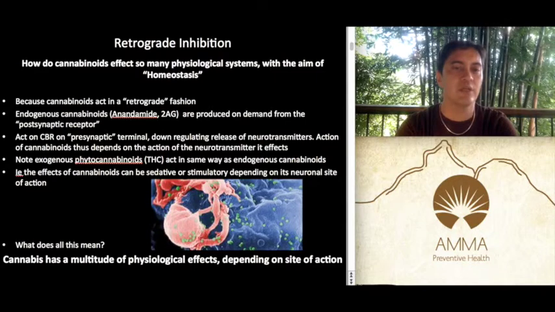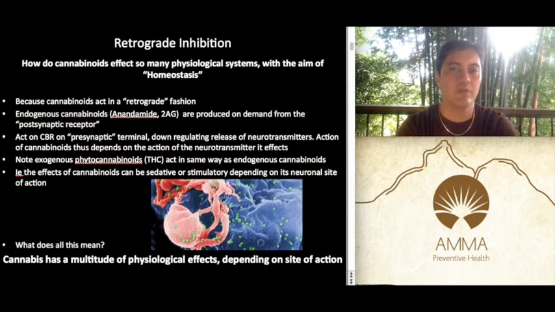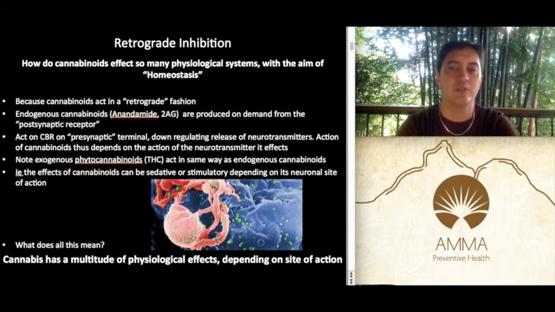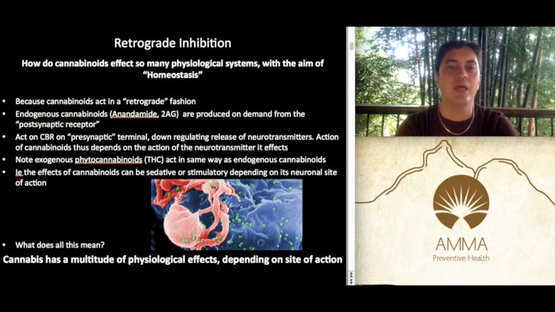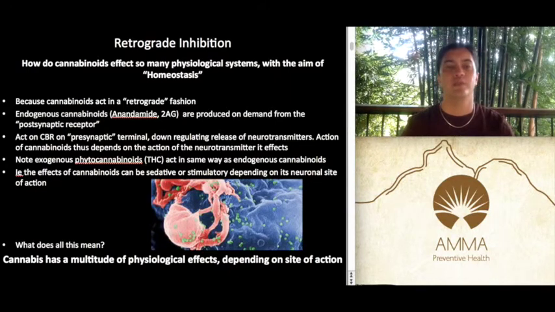These then act on the cannabinoid receptor on the presynaptic terminal, downregulating release of the neurotransmitters associated with this terminal. Action of cannabinoids thus depends on the action of the neurotransmitter it affects. Please note, exogenous phytocannabinoids, THC, act in the same way as endogenous cannabinoids. In this way, the effect of cannabinoids can be either sedative or stimulatory depending on the neuronal side of action. So basically, what does this all mean? It means cannabis can have a multitude of physiological effects depending on the site of action.